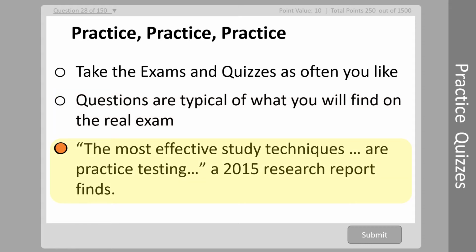And while I wanted to say this, the 2015 research report says it for me, that the most effective studying techniques are practice testing. So utilize our quizzes and our exams and go over them as often as you need to. And remember, even if you repeat the exams and the quizzes, you may not encounter the same question more than once.